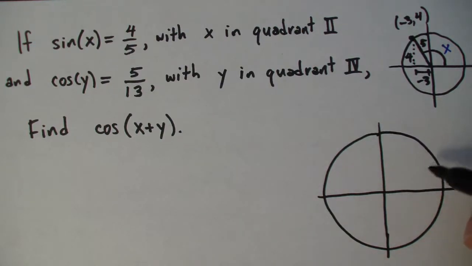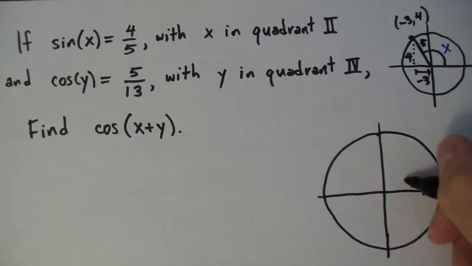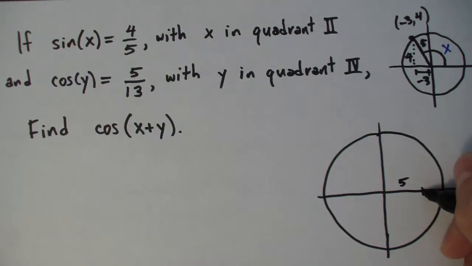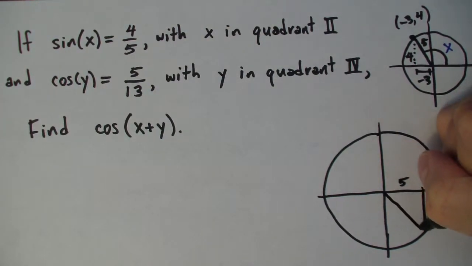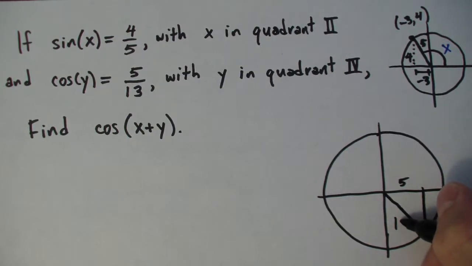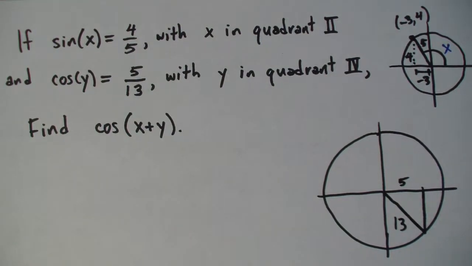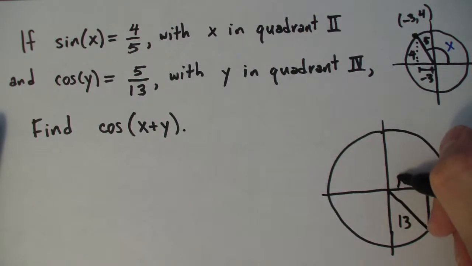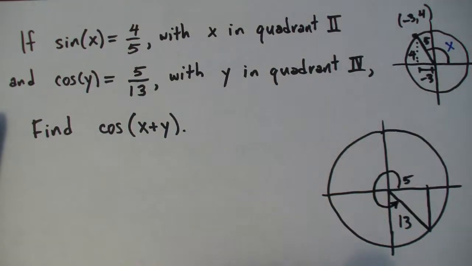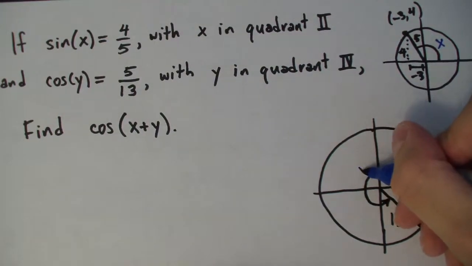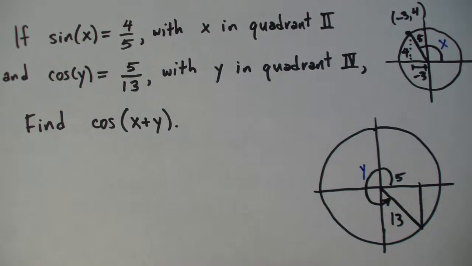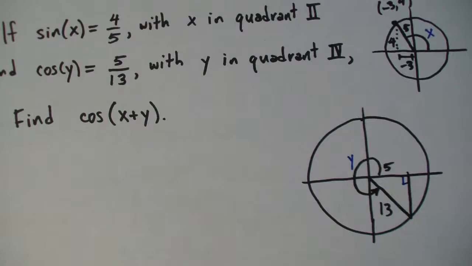Well, it means that cosine is positive there. We have a leg here which is 5, and hypotenuse which is 13, right, because cosine is adjacent over hypotenuse. And so we can think of y as being this angle here. It comes all the way around to this, and this is our little right triangle that represents what y is.